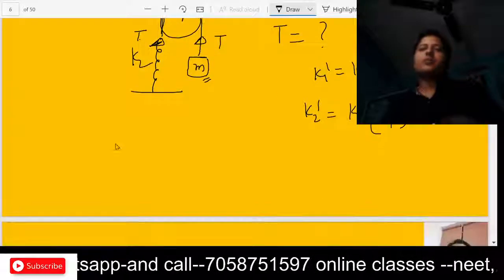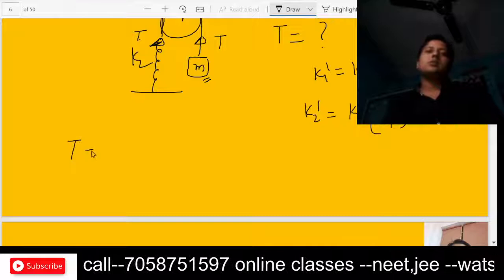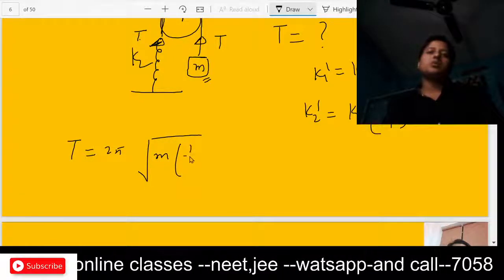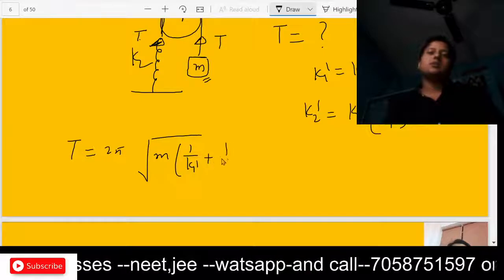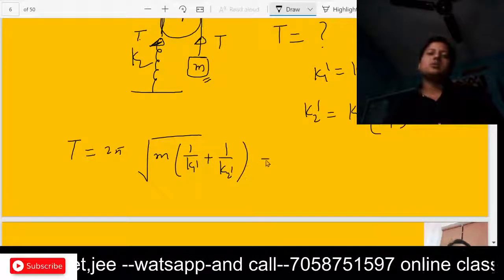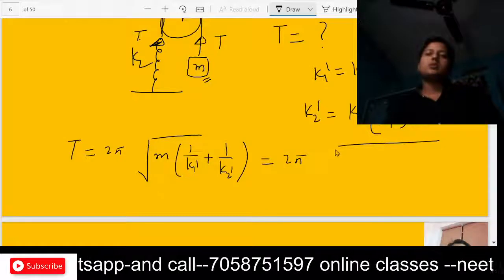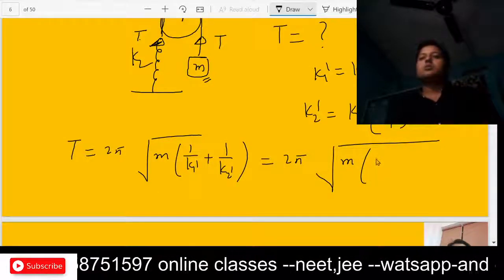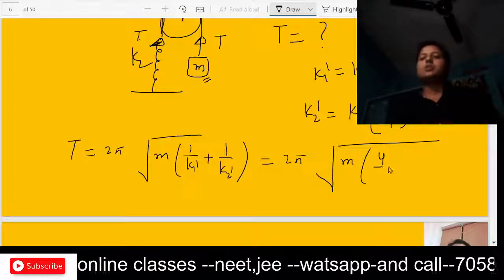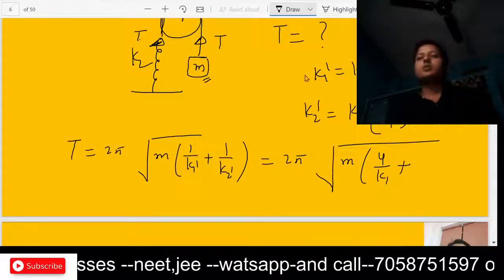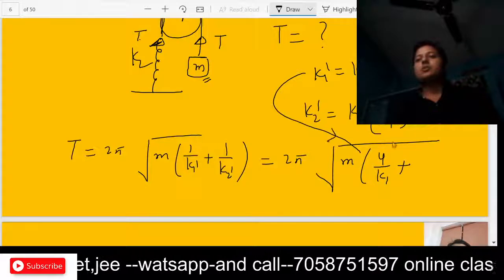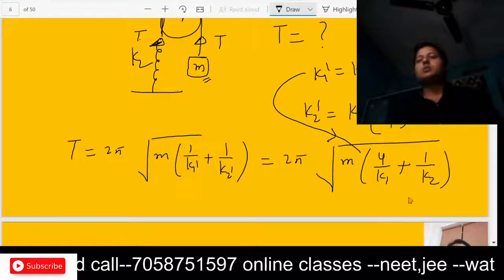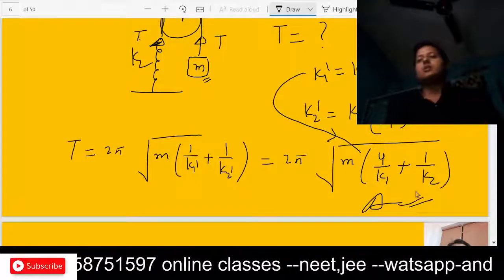So what is the time period? Time period is 2 pi under root m into 1 over k1 dash plus 1 over k2 dash. That equals 2 pi under root m times (1 by k1 dash plus 1 by k2 dash). 1 by k1 dash will be 4 over k1. And what is 1 over k2 dash? 1 over k2 dash is simply 1 over k2. So this is our required answer.